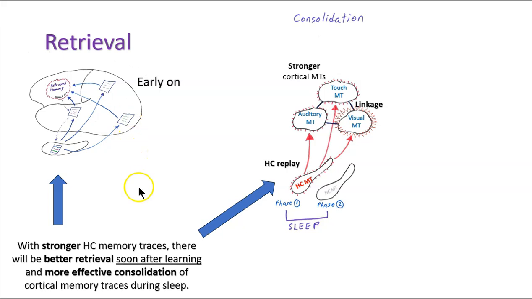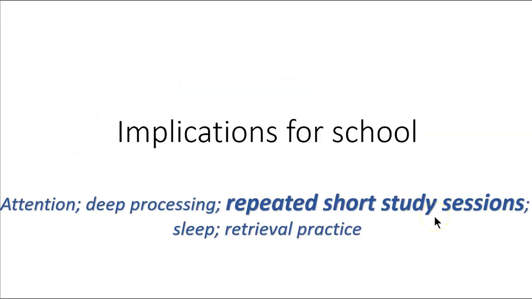But then we go to sleep. And during sleep, we do the consolidation process. We activate hippocampal memory traces and we strengthen the cortical memory traces. Well, if the hippocampal memory trace is weak, then this consolidation process will not be as effective as if we had strong hippocampal memory traces. Now let's see how the hippocampus sheds light on this recommendation to use repeated short study sessions.